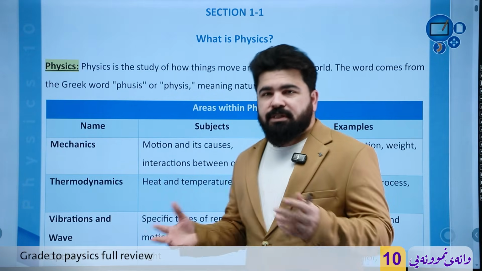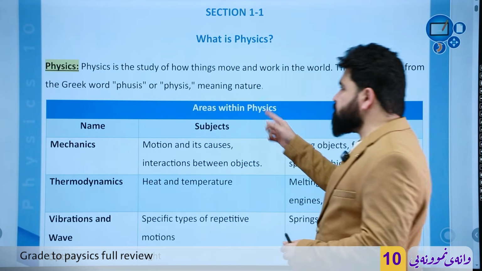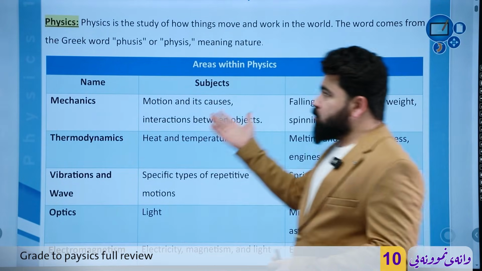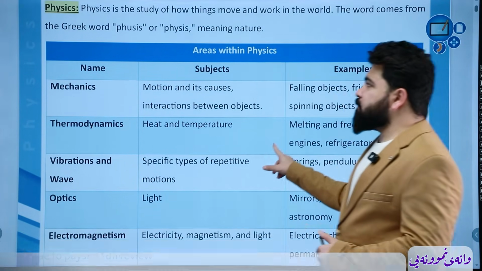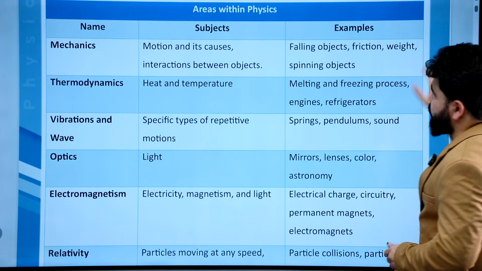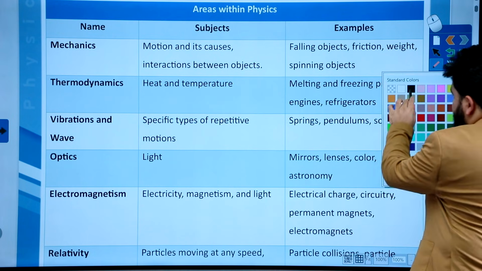We have what is physics. Okay, so we have studied that physics is the study of how things move and work in the world. The word physics means life or nature. So we have several areas in physics. The first one is what? The first one is mechanics. Okay, we have several areas in physics.